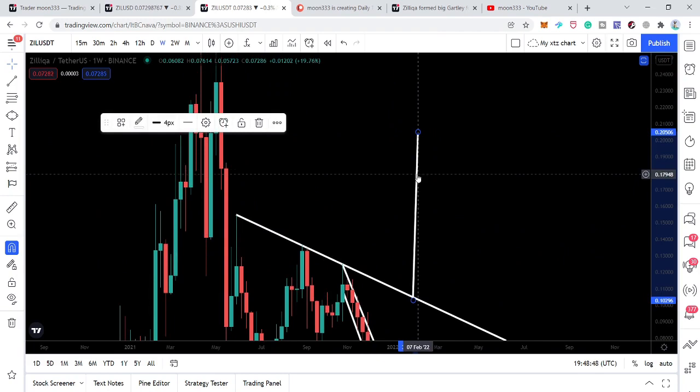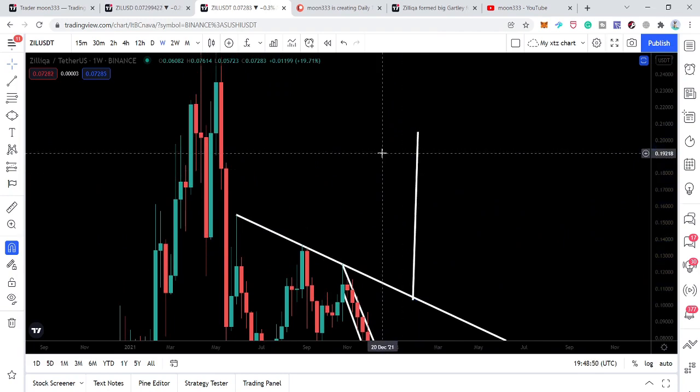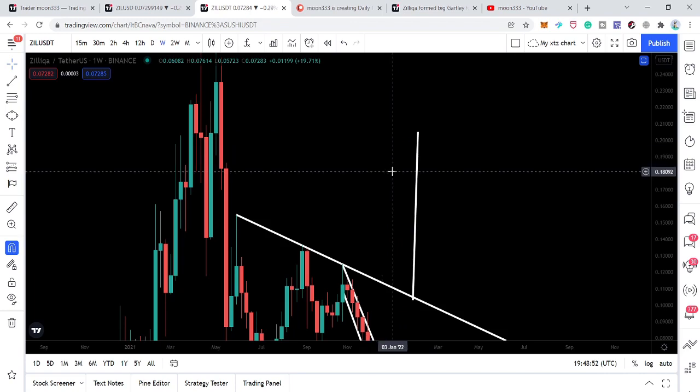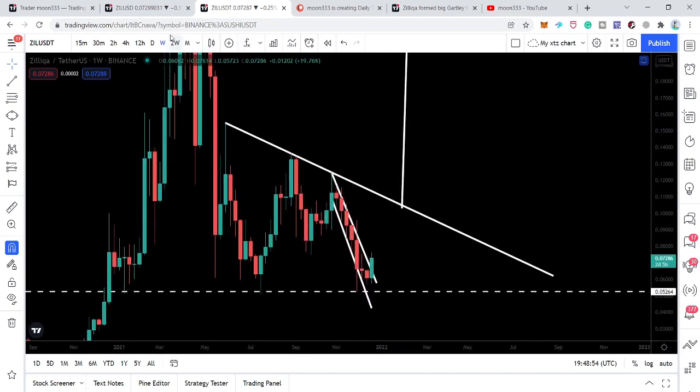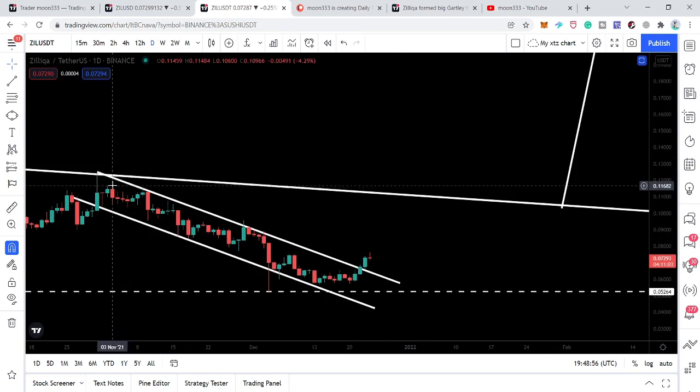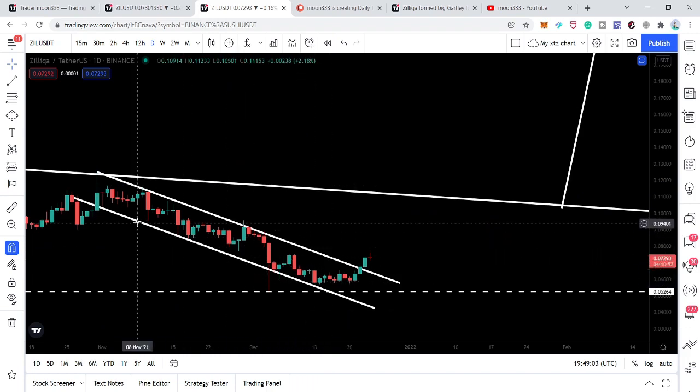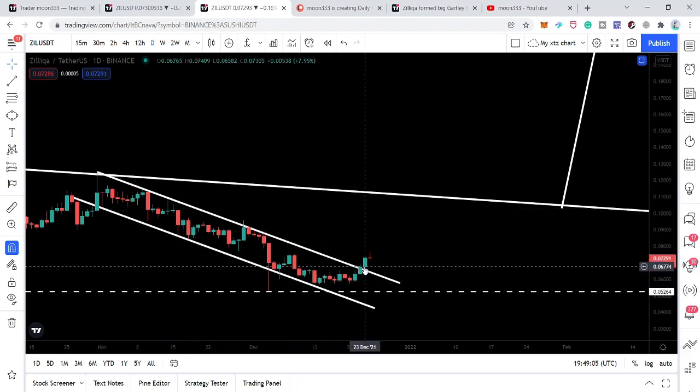But the basic purpose of today's video about the Zilliqa coin was to show you this first signal that we have received, that is the breakout from this down channel. The price line was not able to break out since October 2021, and after several attempts, the price line has finally broken out of the resistance of this down channel here. So this was the update so far.